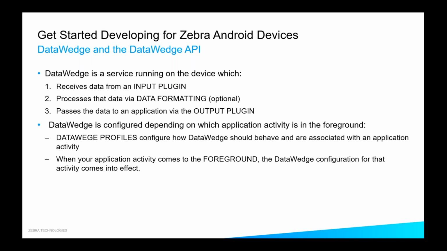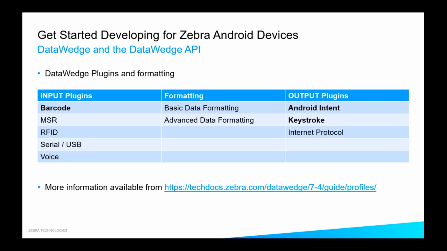And then the DataEdge service is responsible for monitoring the foreground application in an efficient manner. When your application comes to the foreground, it will apply all of the settings that you've defined in the DataEdge profile to the scanner to make sure that the scanner is going to behave correctly when your application is in the foreground, as you would expect. Some of those settings will be how your application receives the data as well, so to make sure that it's always going to send data to the appropriate intent, for example, when your application is in the foreground.